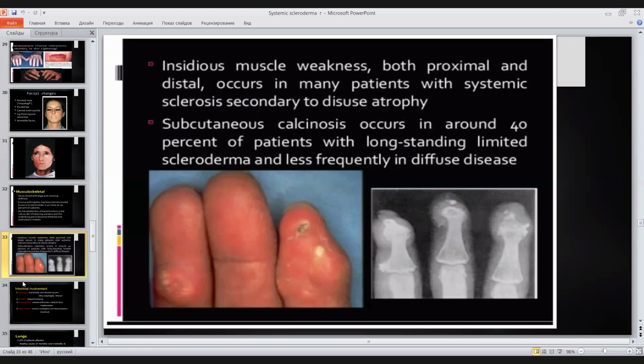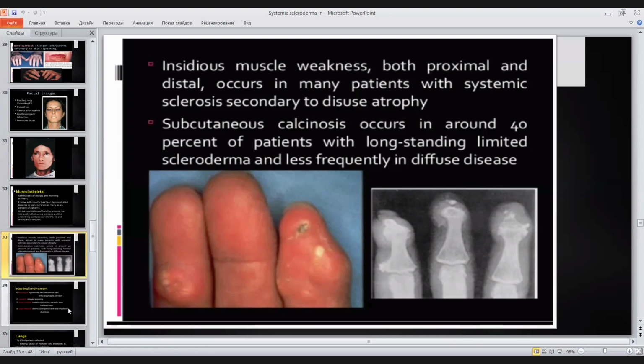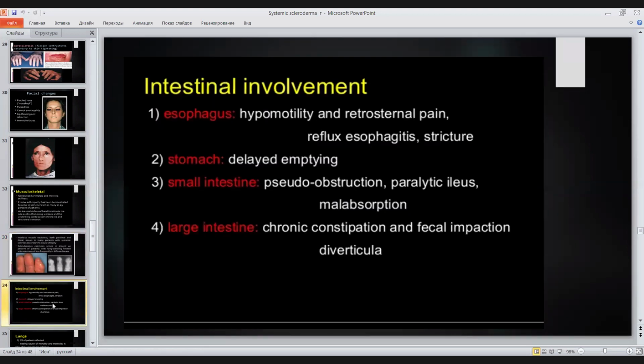There will be general arthralgia. The patient can't point to just the hands. No, there might be arthralgia in the knee, in the neck, etc. And check by X-ray. Other organs, internal organs.